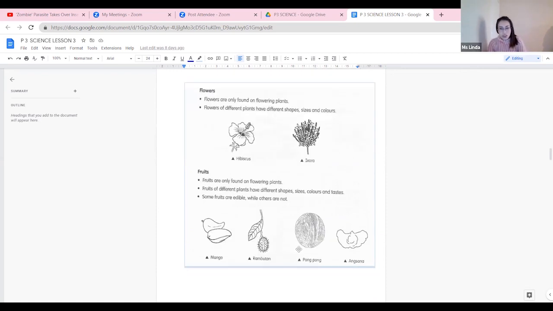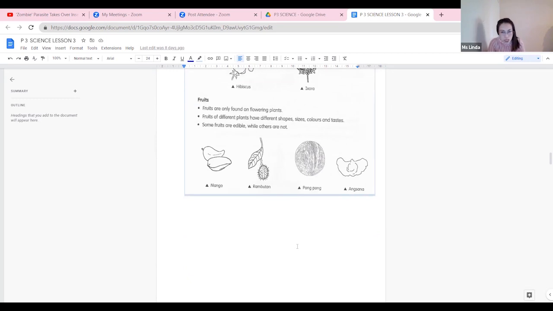Okay, so fruit examples: mango, rambutan, and ansana. Pompong and ansana can't be eaten. Pompong is a poisonous fruit. Ansana is just when they fall, basically they are very dried up. So they are brown, and I don't think you can ever eat that anyway. Okay, so pompong is poisonous.